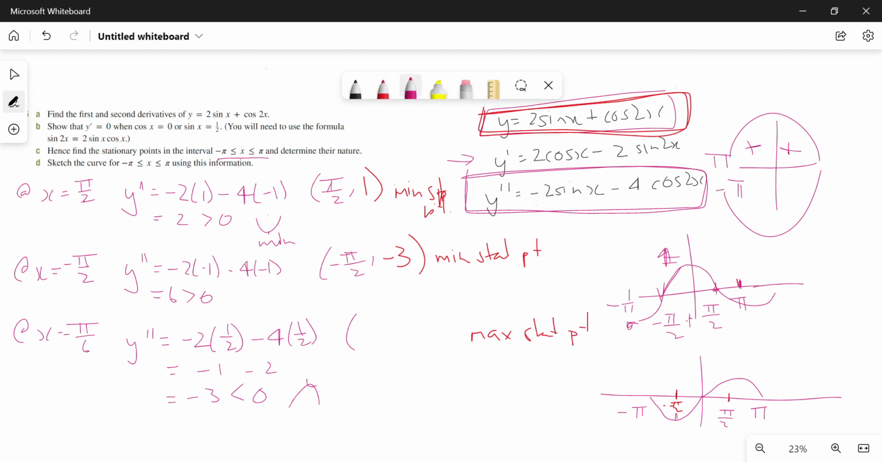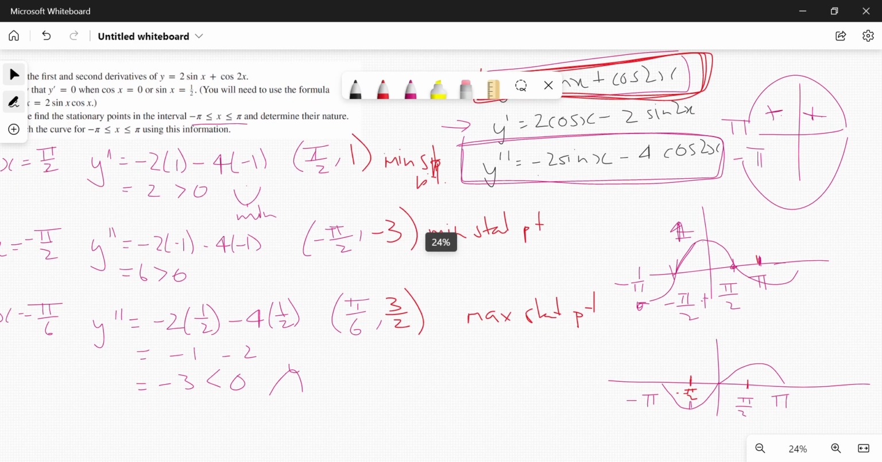So what is this at? This is at pi on 6. And then putting it into our y equation, we've got 2 sine pi on 6, sine 30 is a half, plus cos of pi on 3, which is also a half. 2 times a half is 1, 1 and a half, so 3 on 2 is what we're going to get there. Alright, so let's do the last one.